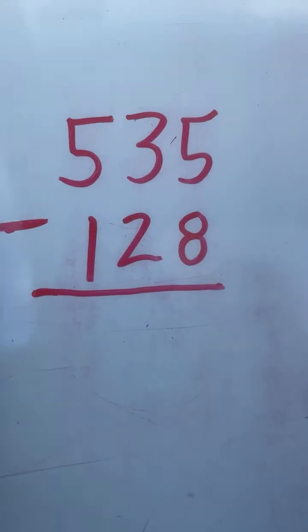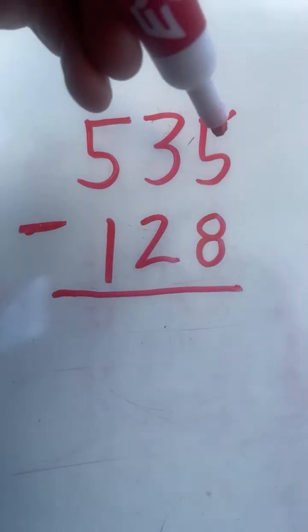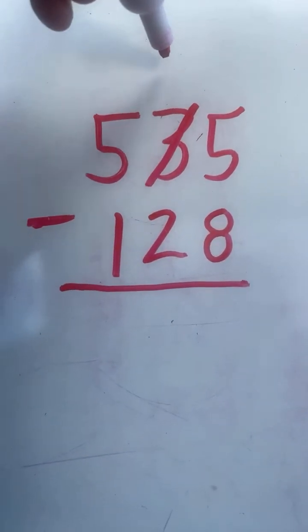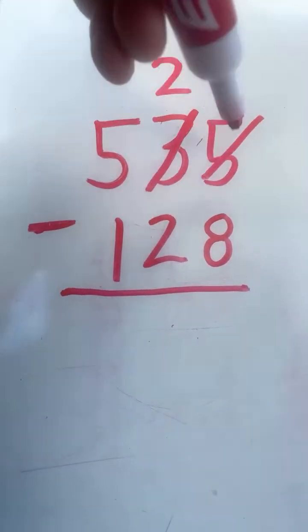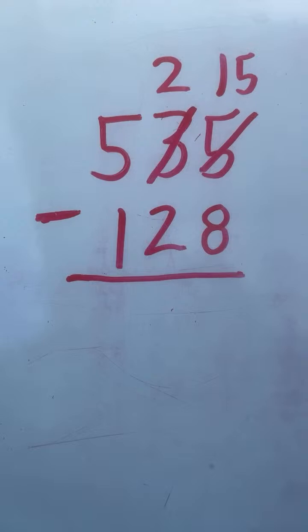All right, so we're going to do all our regrouping first. You cannot start out with 5 and take away 8, so we're going to take a 10 from the tens place. 3 is going to become a 2, and then we're going to add a 10 to the ones place. Next, we're going to subtract.